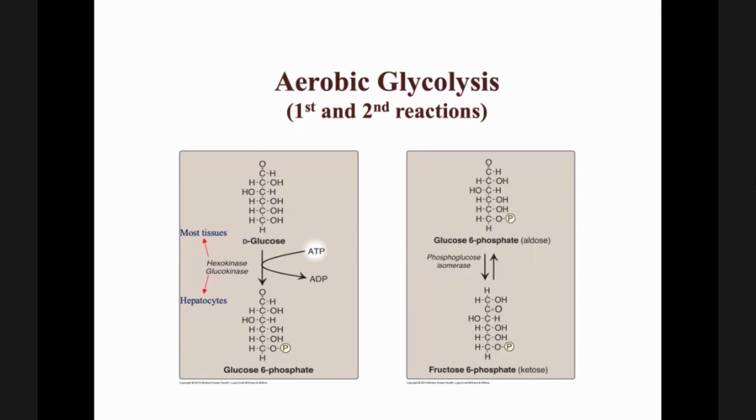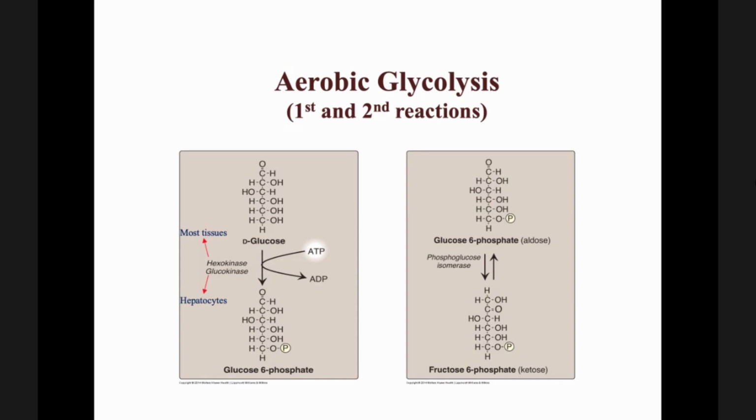In aerobic glycolysis, reaction 1 is the phosphorylation of glucose. Why do we phosphorylate the glucose? Why does the glucose not directly go inside the cell? Well, it's not just activation. The phosphorylation of the glucose keeps it inside the cell.